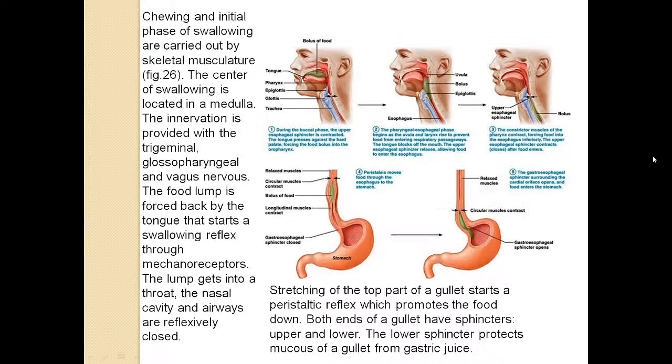Next question, swallowing. Chewing and the initial phase of swallowing are carried out by skeletal musculature. The center of swallowing is located in the medulla. The innervation is provided by the trigeminal, glossopharyngeal, and vagus nerves. The food lump is forced back by the tongue, which starts a swallowing reflex through mechanoreceptors. The lump gets into the throat, and the nasal cavity and airways are reflexively closed.